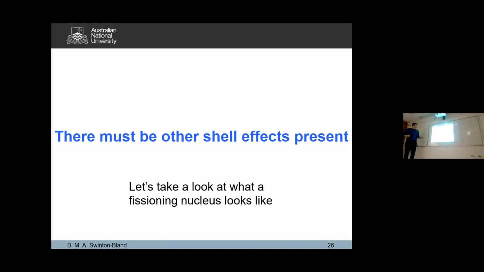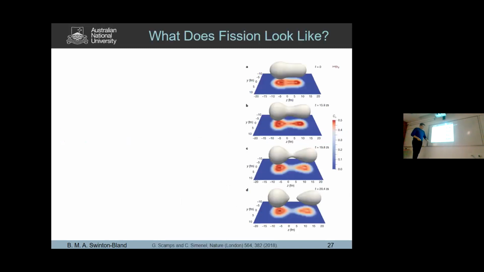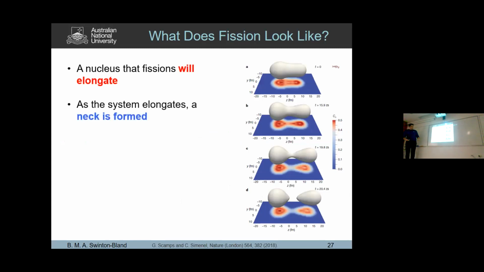Okay, so the good thing about this is that I don't have to draw any nice diagrams because our very own Cedric Simonal and Gilon Scamps has actually done it for me. If we have a look at a single nucleus that's being broken apart in the fission process, we can think of it simply as a system that is going through elongation. As this elongates and gets further and further apart, a neck is formed where mass is being transferred, and eventually this neck will break apart.